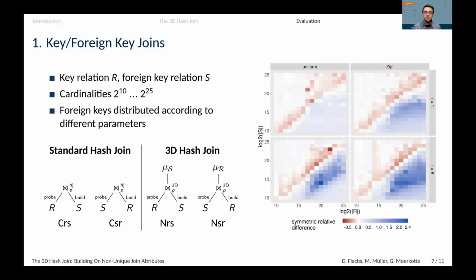The figure shows a heat map of the performance measure for different parameter combinations. In each of the 4 subplots, the cardinalities of R and S are on the X and Y axis respectively. The left column shows the results for uniformly distributed foreign keys, the right for a skewed foreign key distribution. The number of duplicates increases from the upper 2 to the bottom 2 subplots. The 3D hash join outperforms the standard hash join if the foreign key side is smaller than the key side, especially in the presence of skew and a large number of duplicates.